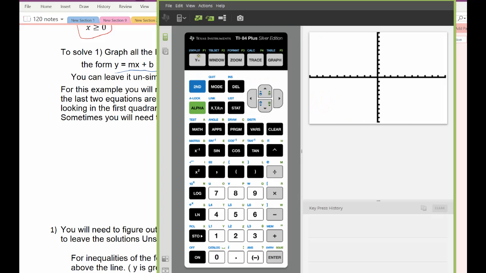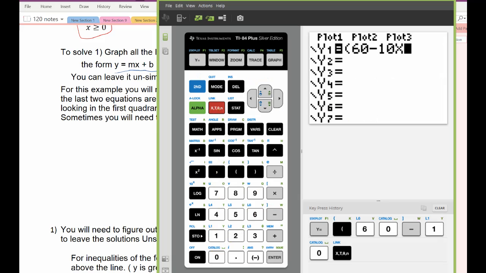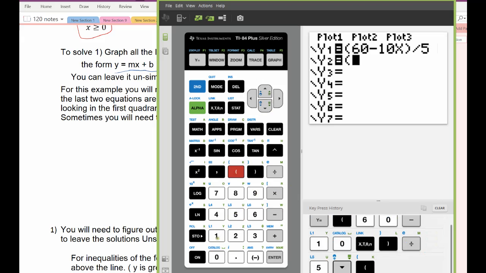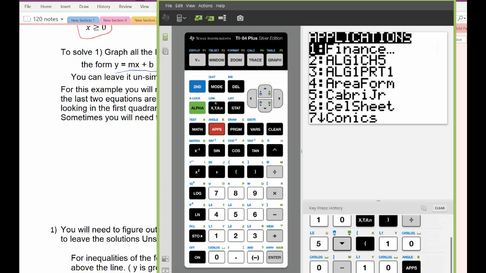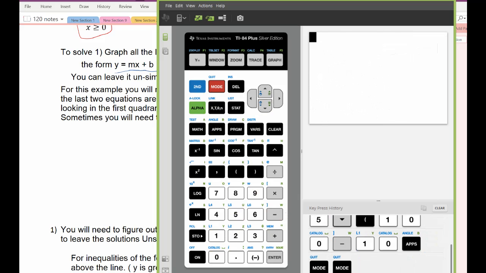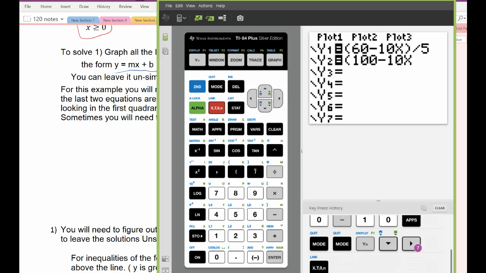Alright, so I'm going to pop up my calculator here and I'm going to plug those in. So again, parentheses, 60 minus 10x, and parentheses, divide by 5 was the first one. And the second one was 100 minus 10x, divide by 25.